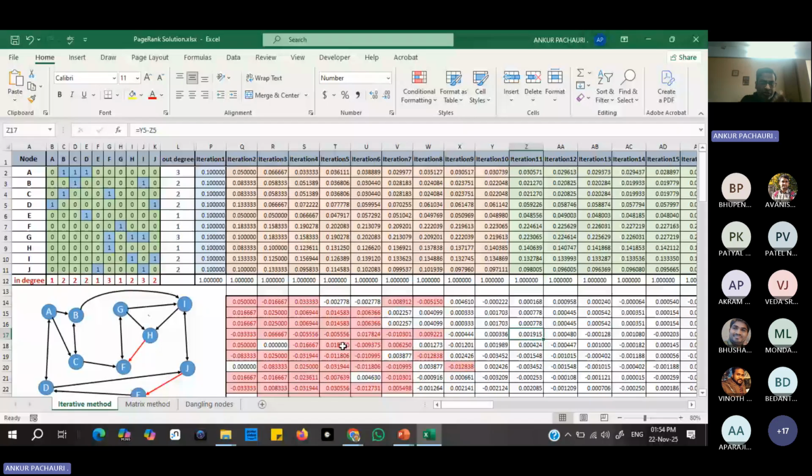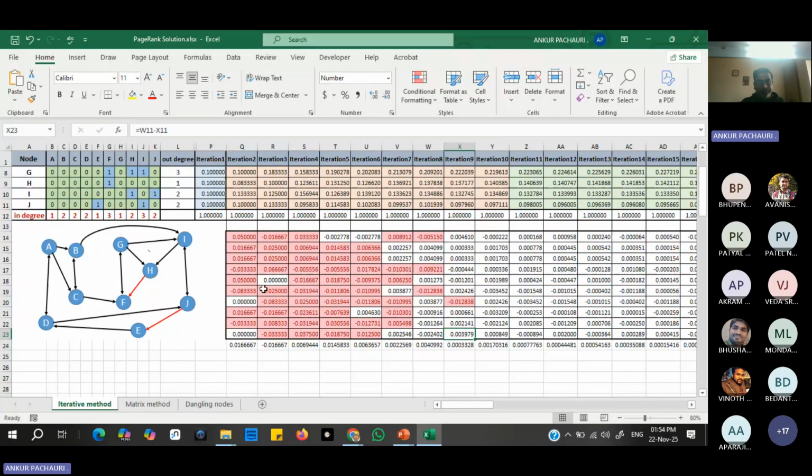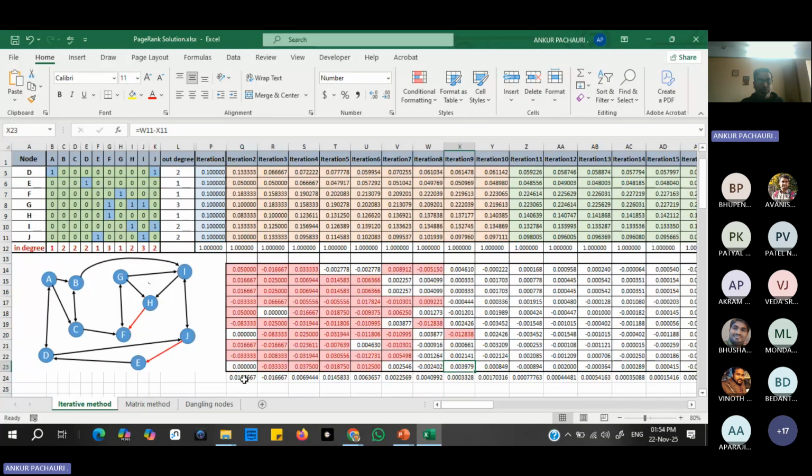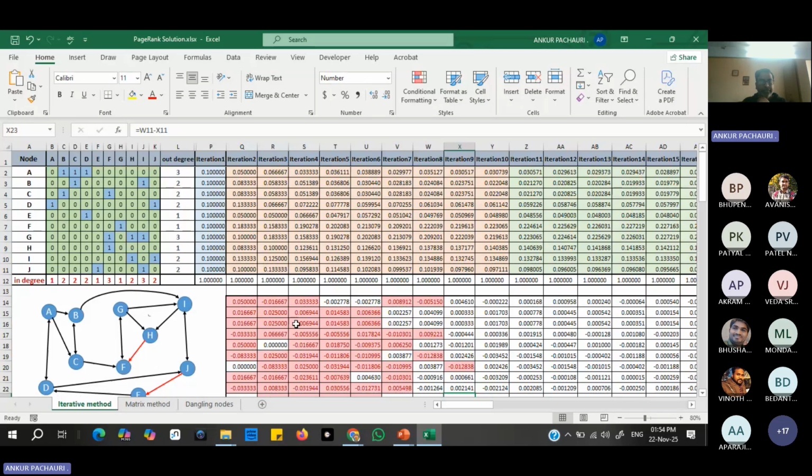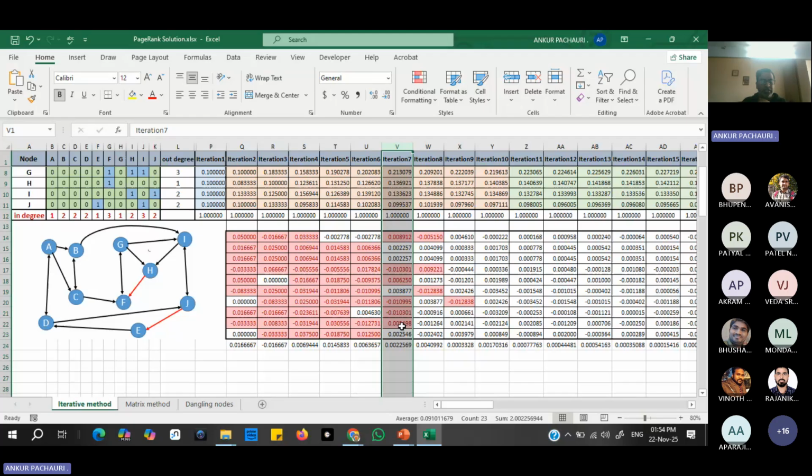if the difference is greater than 0.005, it is unacceptable. But if the absolute difference is lesser than 0.005, then we can say our page rank has converged, we have reached the criteria. So for iteration number 2, there were many values above 0.005. Now, as we move towards iteration number 7, there were few values within the threshold, and there were few above the threshold.